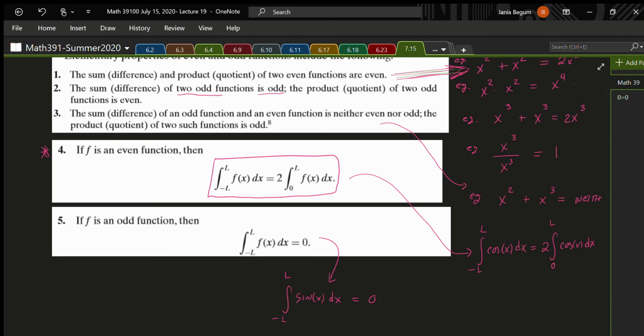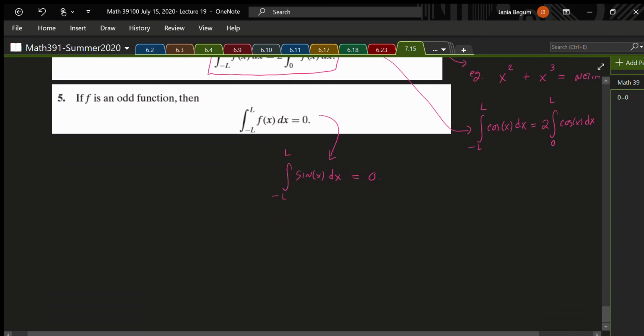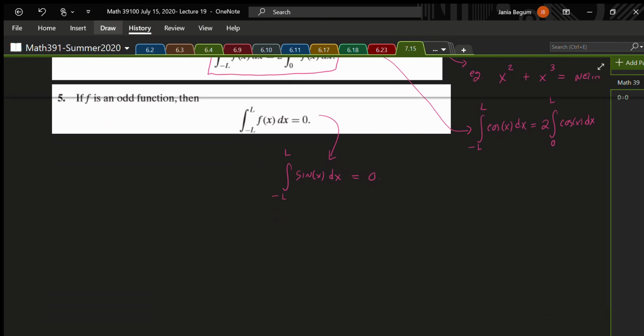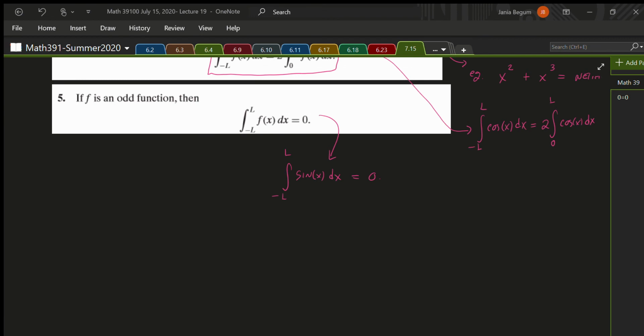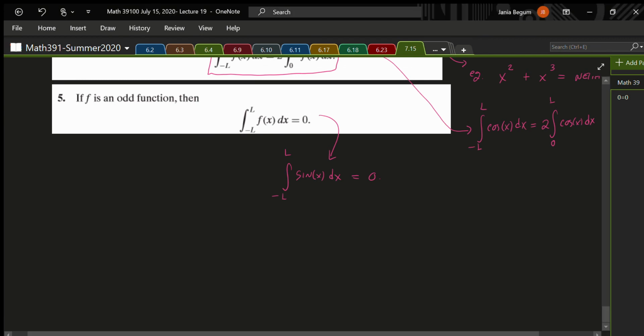Now, how do you know if a function is odd or even? There is a rule, right? There's a way to verify them. So here's a rule. If you haven't seen it, maybe you'll be able to recall. A function f of x is even if f of negative x is f of x. So that's the rule to test if the function is even.